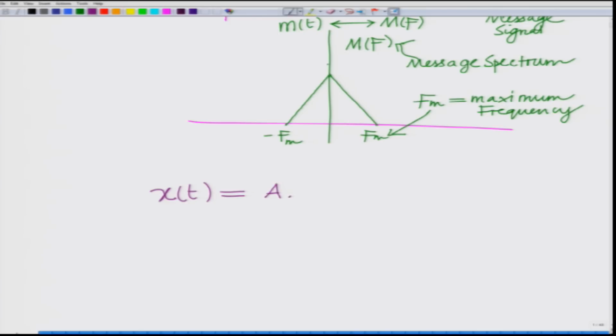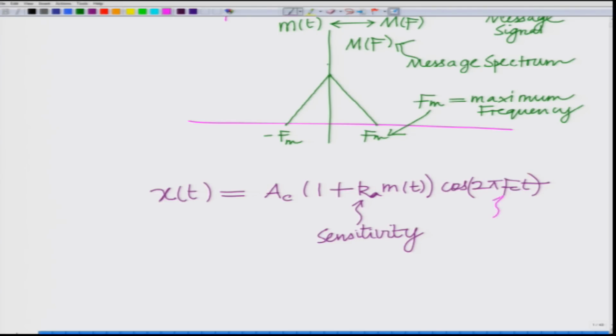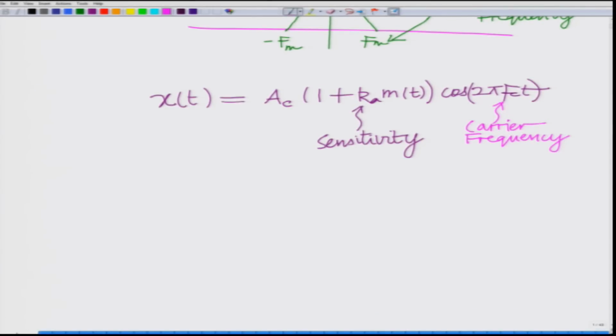Now, our amplitude modulated signal, remember, x(t) equals Ac times 1 plus Ka m(t) times cosine 2 pi fct. Ac cosine 2 pi fct is the carrier. Remember, Ka is the sensitivity, and fc is the carrier frequency. So, we have our amplitude modulated signal given as Ac times 1 plus Ka m(t) into cosine 2 pi fct.